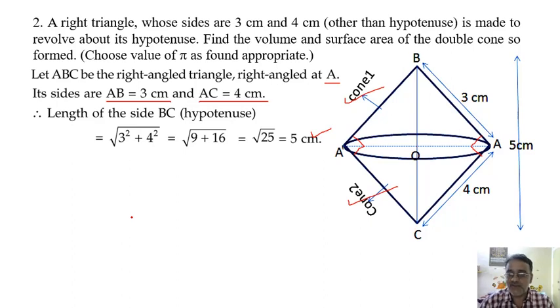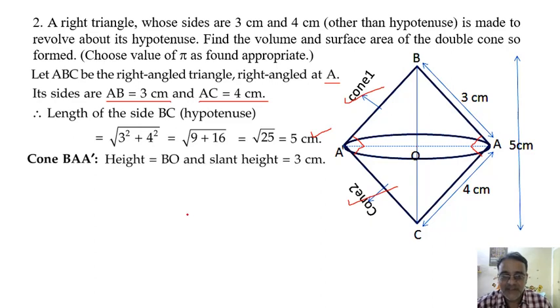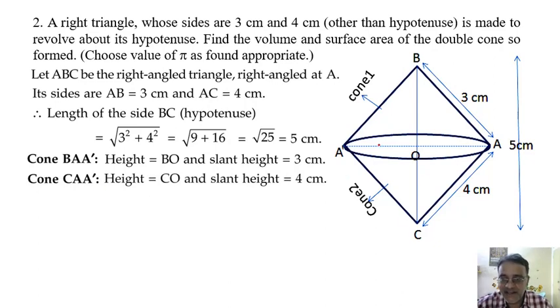Now we need to find the radius. For the radius, first of all, look at both cones here. This is the first cone, cone BAA dash. Here the height is BO, this is the height, and the slant height is 3 cm, and OA is the radius. This is for the upper cone. And the lower cone, CAA dash, this is the height, and this is the slant height, 4 cm, and this is the radius, the same OA.